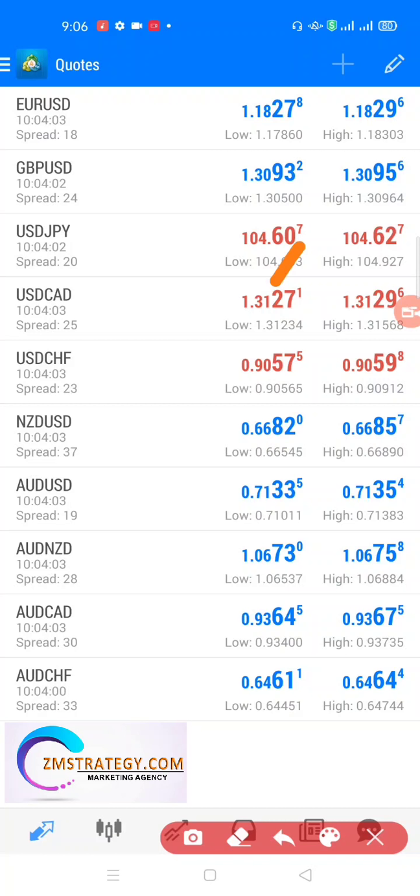Now we are having 1.1827. Like I said, if the 1.1827 moves to 1.1829, it means we have gotten 2 pips. And if you move from 1.1827 to 1.1840, it means we have gotten 13 pips. So understand that, guys. You can see how to calculate pips.